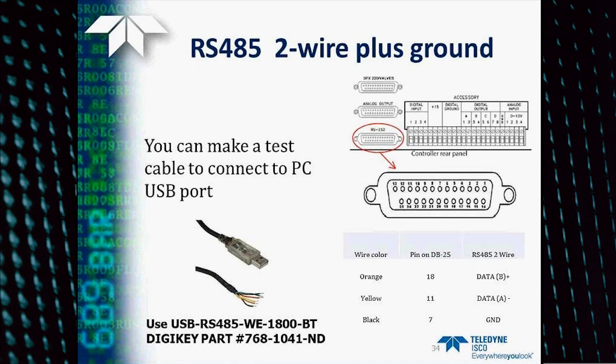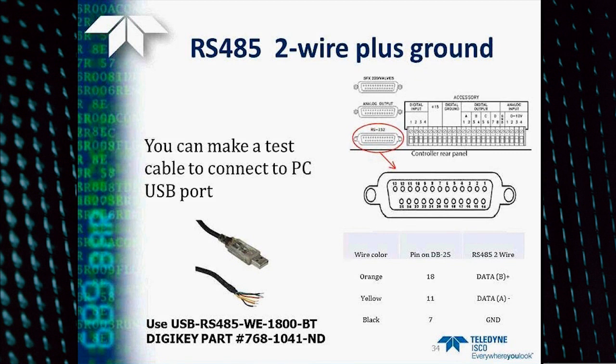Next, how do you connect up RS-485? Well, there are a couple different schemes for this. We're using a scheme called 2-wire plus ground. In this case, you have 2 signals, a data plus and a data minus signal, and a ground connection. We do recommend that you do hook up the ground. Sometimes you can get away without that, but for best practices, we do think you should use that 3rd wire.